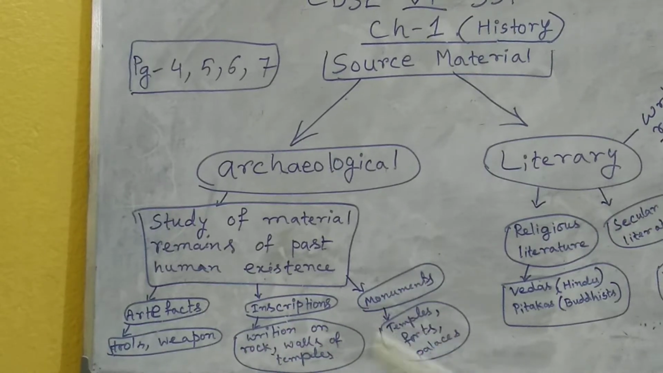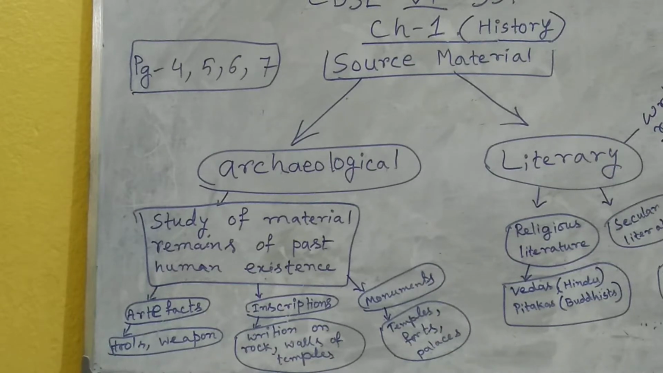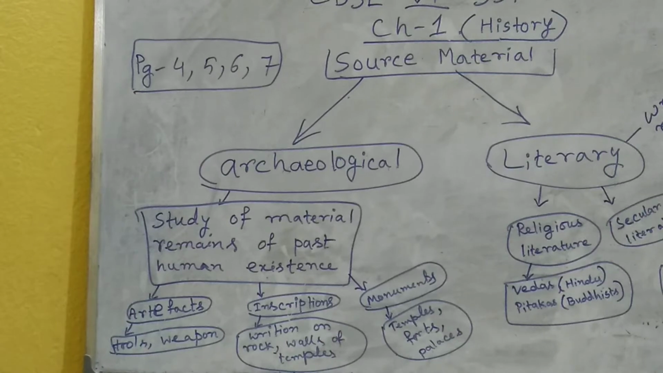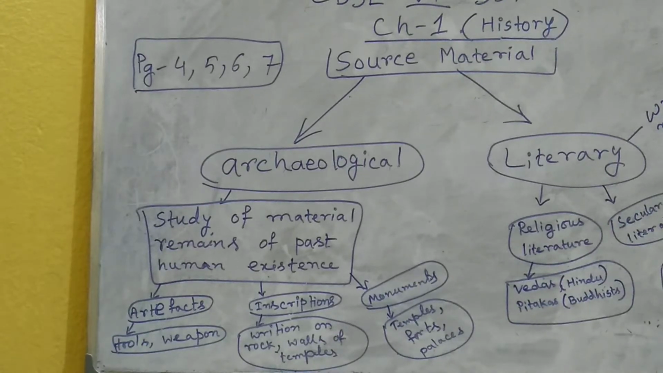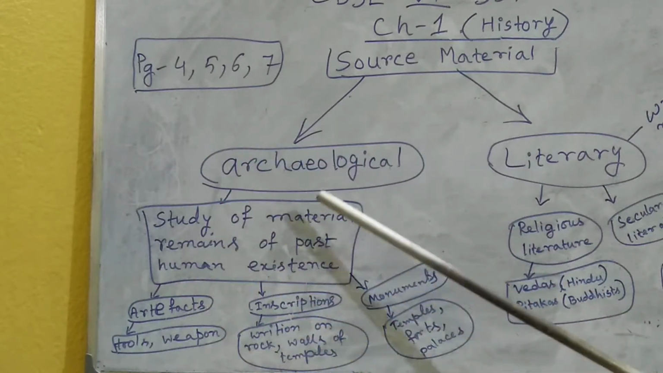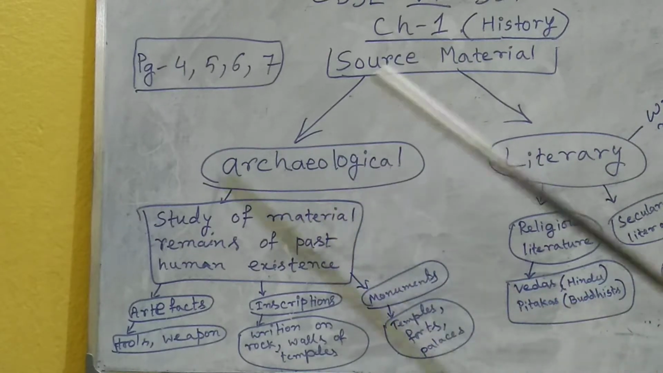Next one is the monuments. The temples, forts or palaces of that primitive time are also giving us information about that time's architecture, sculpture, etc. So this is the total discussion about the archaeological sources.